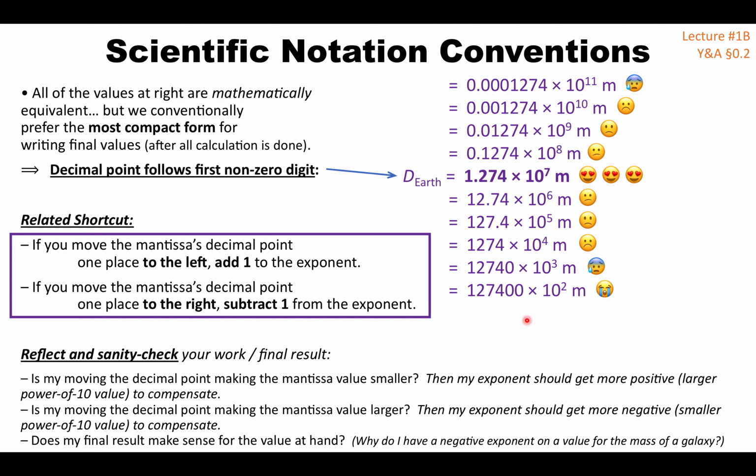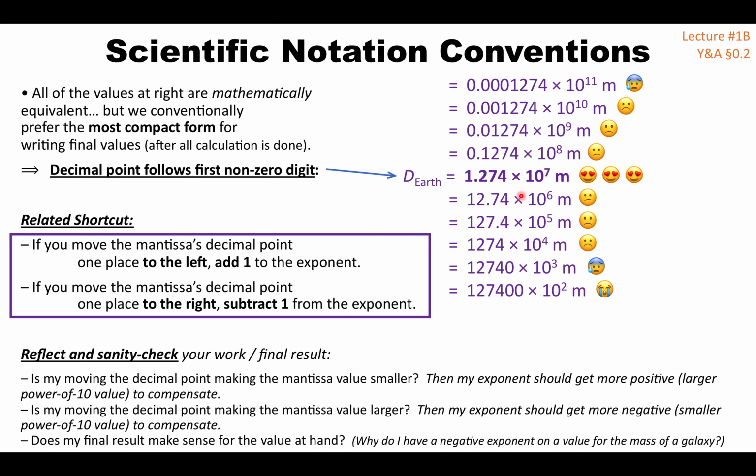Finally, whenever you're expressing a final numerical value at the end of a problem in scientific notation, I really recommend that you do one last sanity check, right? One last reflection and ask yourself, does it make sense for the thing that this value is supposed to represent, right? So for example, this is supposed to be the diameter of the Earth.